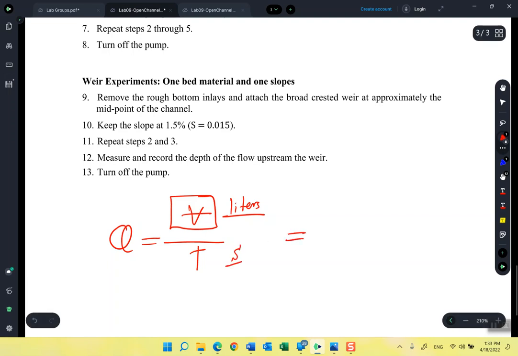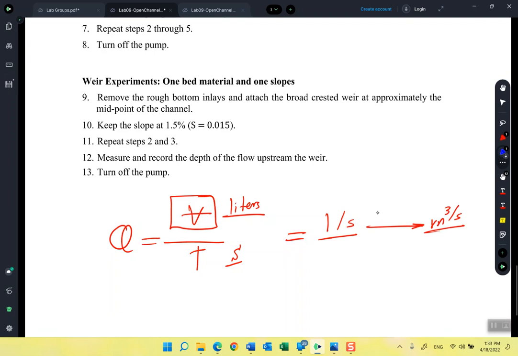So the overall units after doing this would be liters per second. But if you saw the worksheet, you will see that the units is meter cubed per second. So you will have to convert from liter per second to meter cubed per second. And to do that, you should do one of these two things. You can divide by 1000 or multiply by 10 to the power negative 3.